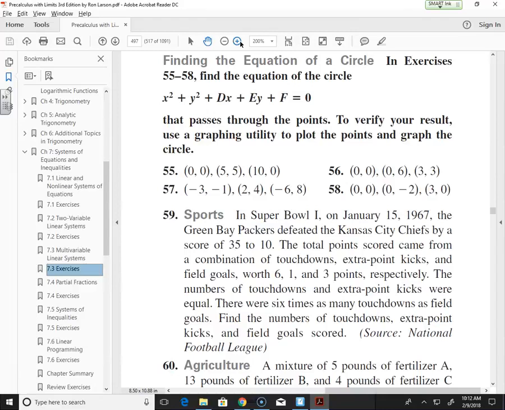Those are really complicated. But did that remind you of Super Bowl I and what happened?